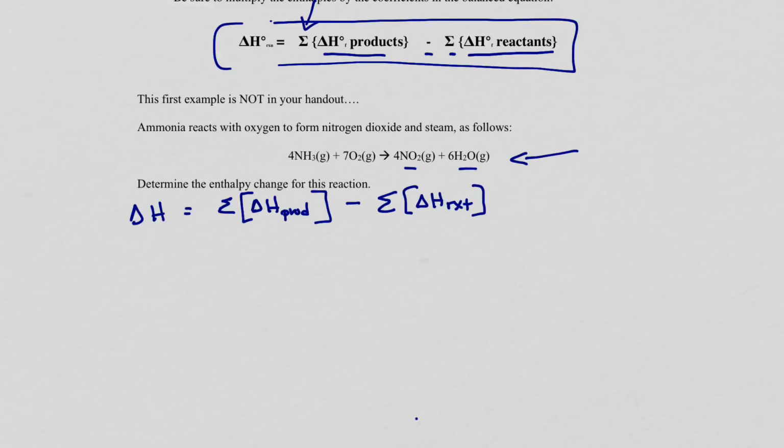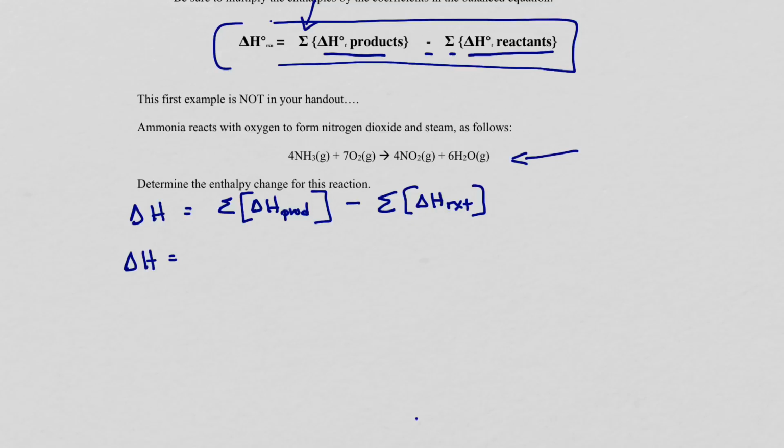All right, so now we're going to start substituting numbers in. Delta H is equal to, all right, we got to take a look at our products. We have two products. We have NO2 in the gas form, and we have H2O in the gas form. Our reactants are NH3 in the gas form, and I'm going to erase those because I realize I've obliterated the coefficients. We're going to need those.